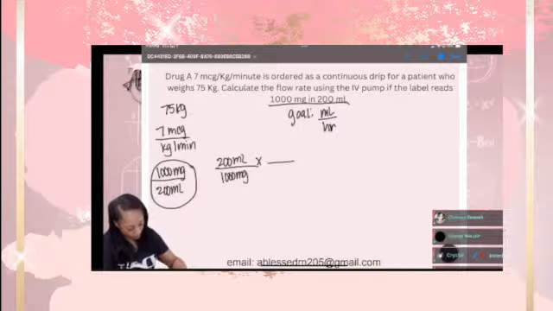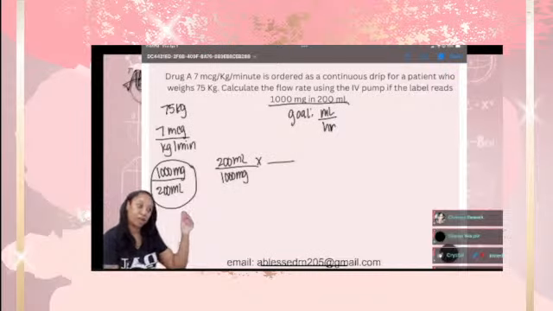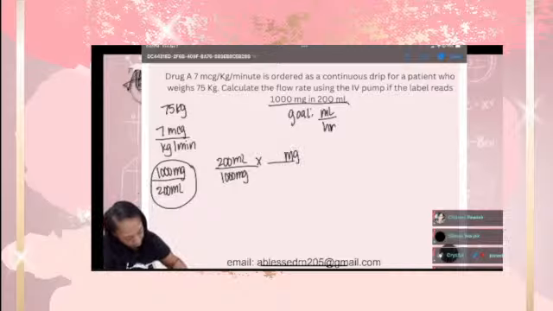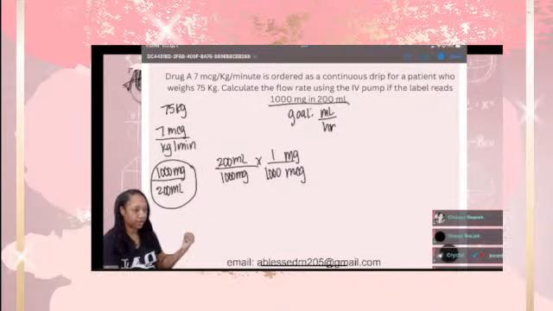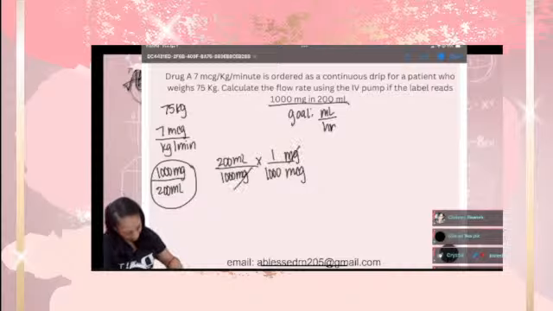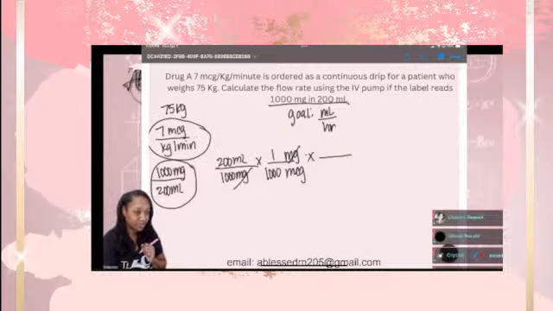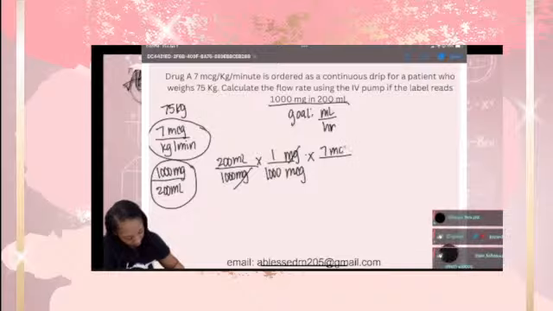So therefore, if we have micrograms, we know that we can convert a microgram to a milligram. So we'll do milligram on the top, microgram on the bottom. 1 milligram is 1,000 micrograms, okay? Milligrams cross out. So now we've got micrograms. So we'll use that because this puzzle piece has micrograms in it. So we'll do 7 micrograms per kilogram per minute. Micrograms crosses out. Okay. Boom.